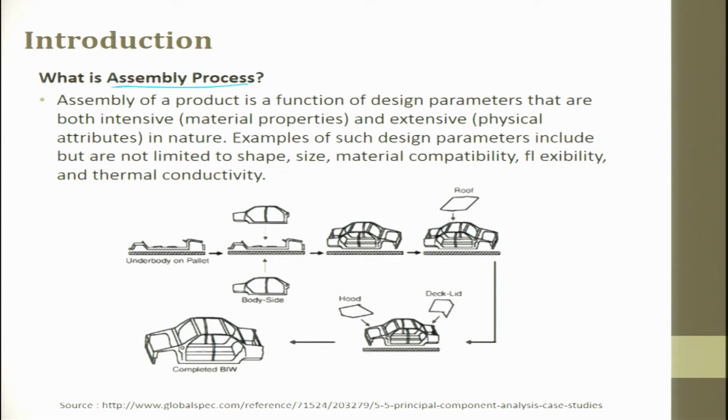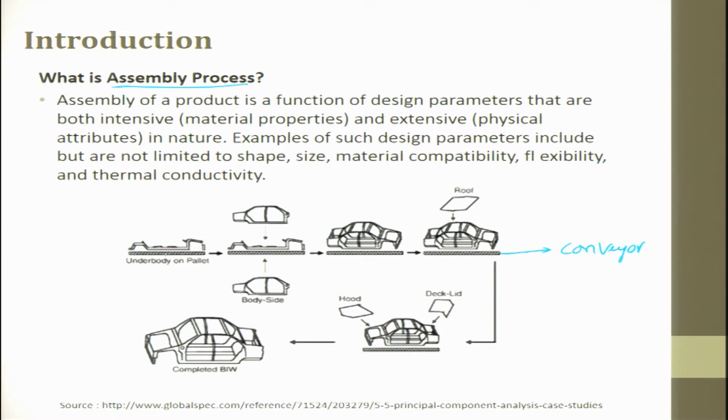If you look at the complete assembly of a car, you see that the underbody is kept on a pallet and this is moving on a conveyor. And interestingly, in car assembly or automobile assembly or pizza assembly, wherever your mass production rate is very high, they look for an automated assembly line. In an automated assembly line, in order to maintain the production rate, they always move it on a conveyor. On this conveyor, you put a fixture and hold your part.